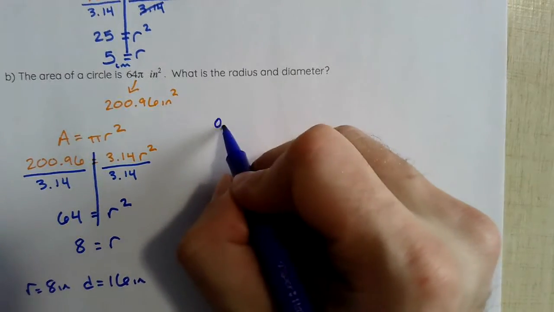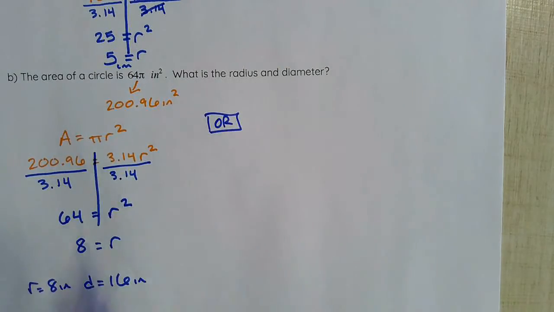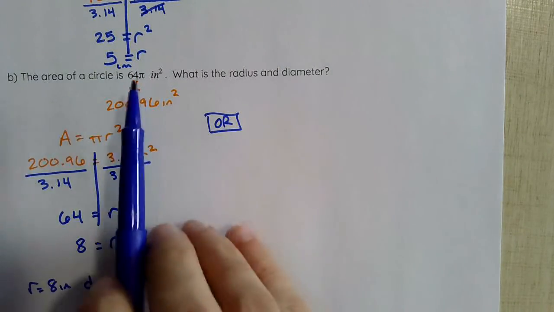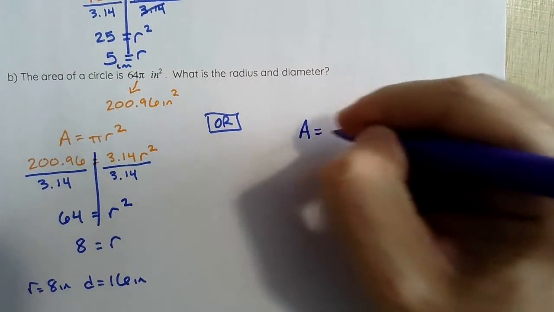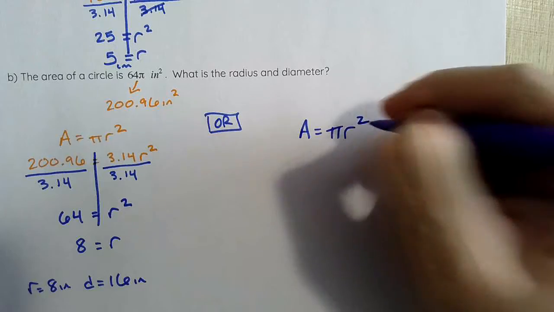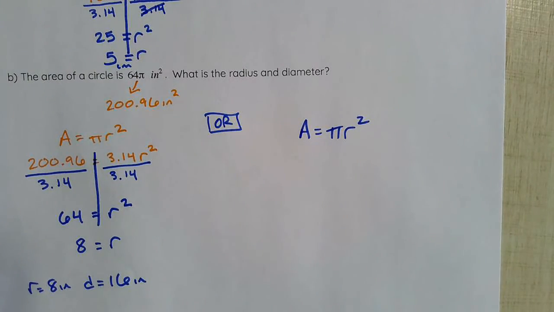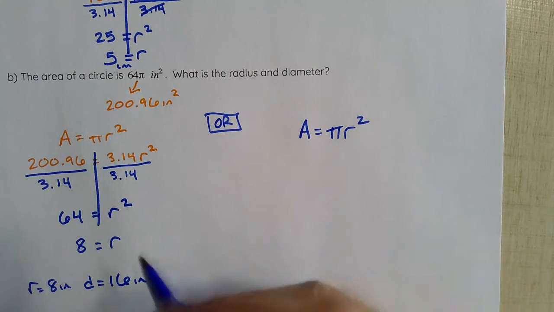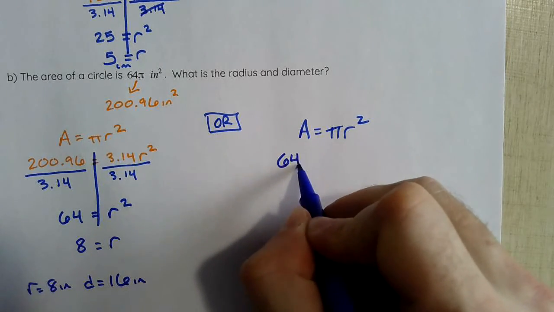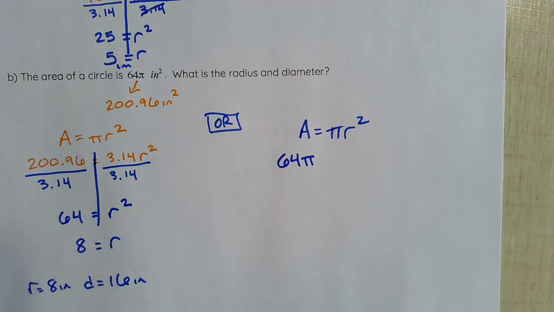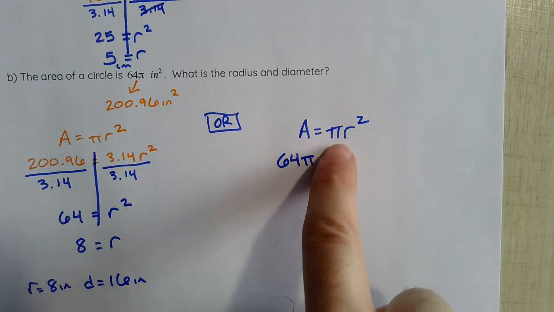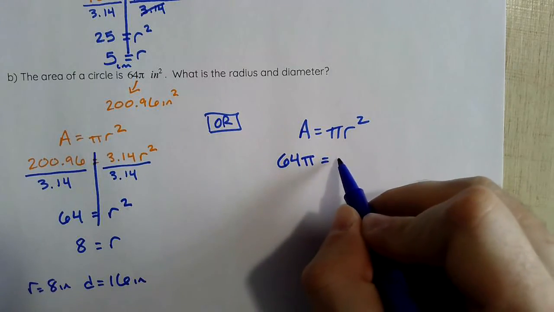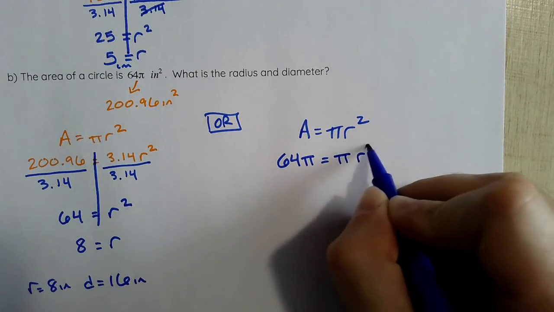We have another option here. I'm going to actually do it again, but I'm going to keep it as 64 pi and see what happens. So we had area equals pi r squared as our starting formula. Now, instead of putting the 200.96 in for A, I'm going to just write 64 pi. I'm going to write what they wrote, so write it in terms of pi. And because I did that, I'm going to leave this as pi as well instead of writing 3.14, just to see what happens.